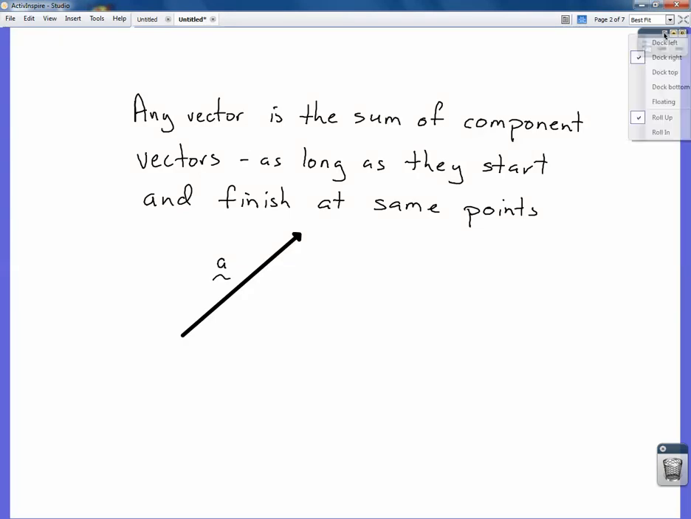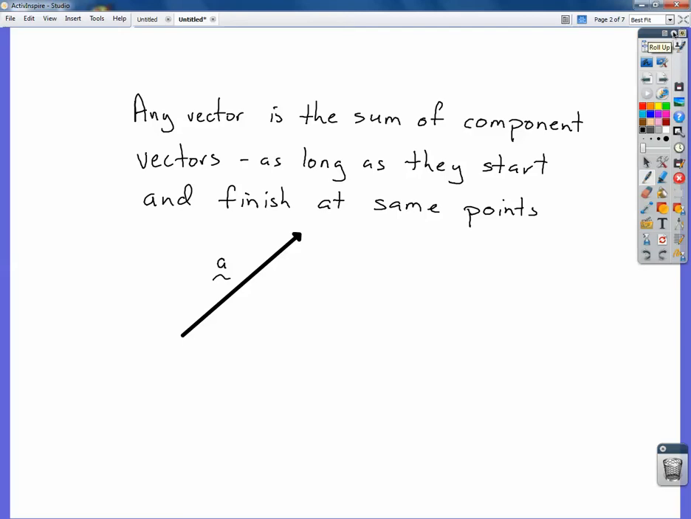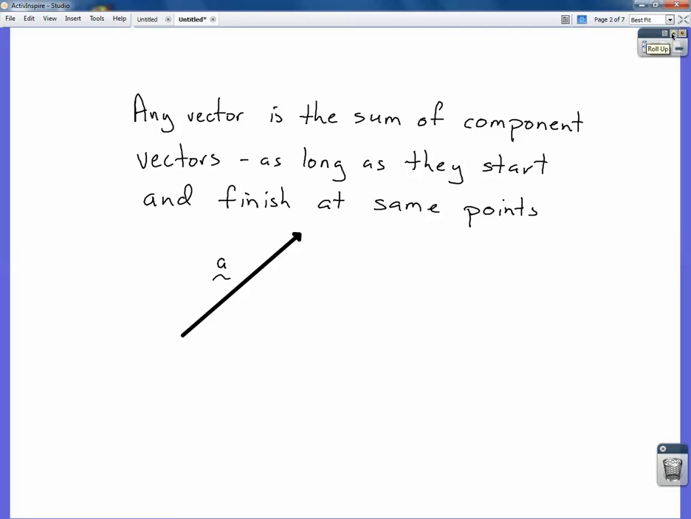Any vector is the sum of component vectors. As long as they start and finish at the same points, then they're the same. So in this particular case, there's one component, there's another component. So this component, C plus D equals A.